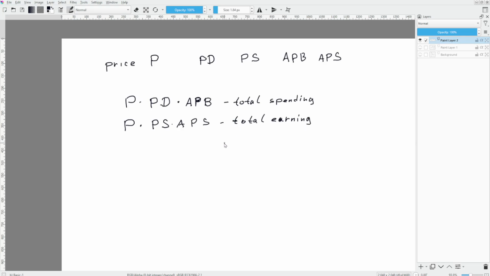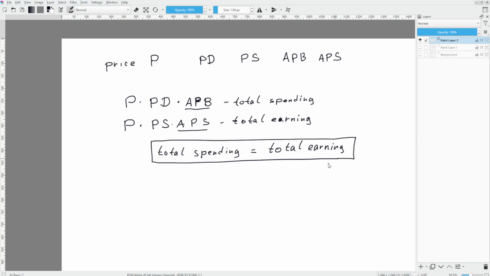And usually these values assume that these values are equal. So total spending is equal to total earning in terms of purchases. This is the main property of these values. You want to calculate them in such a way so these values are equal.